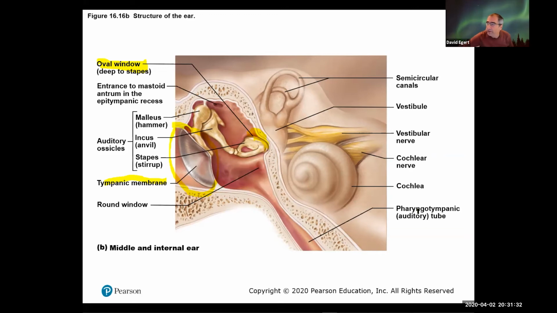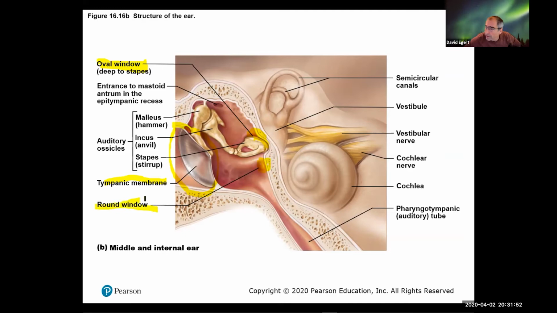Because the inner ear is filled with fluid, fluid is not compressible. So what happens is if you push on a fluid-filled environment, something else has to give. So you can't just have one window you push in on. You have to have another window then that pooches out. And that's what this little round window is down here.